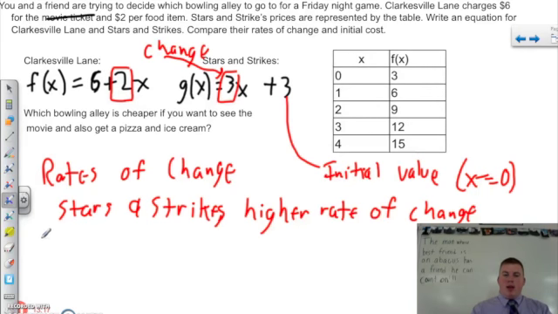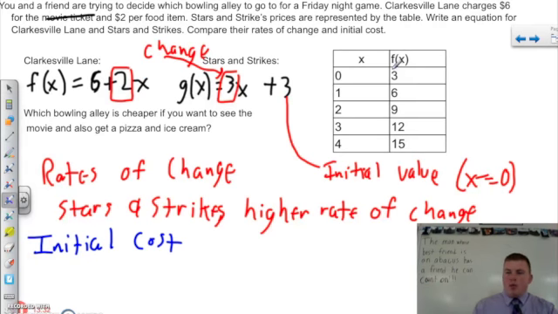Now if we want to look at initial cost, that's what we are paying up front. So in the first example, we had to pay $6 to bowl at Clarksville Lane. At Stars and Strikes, we're only going to pay $3 because we would have bought 0 food items. Our initial cost would be $3 to bowl. So our initial cost at Clarksville will be higher.